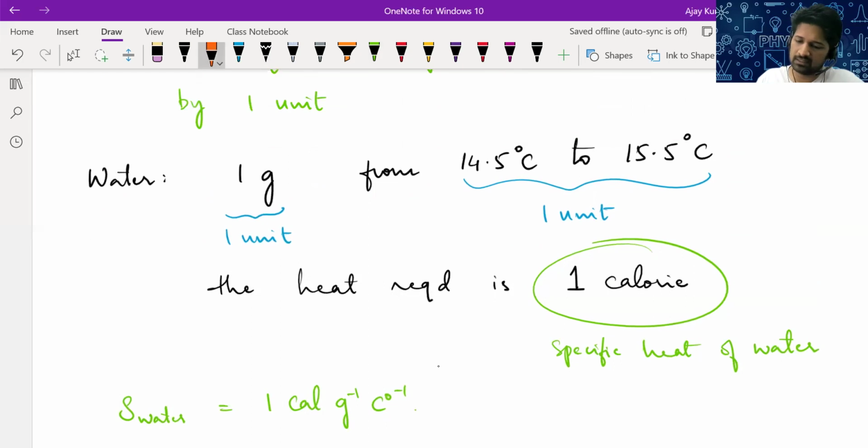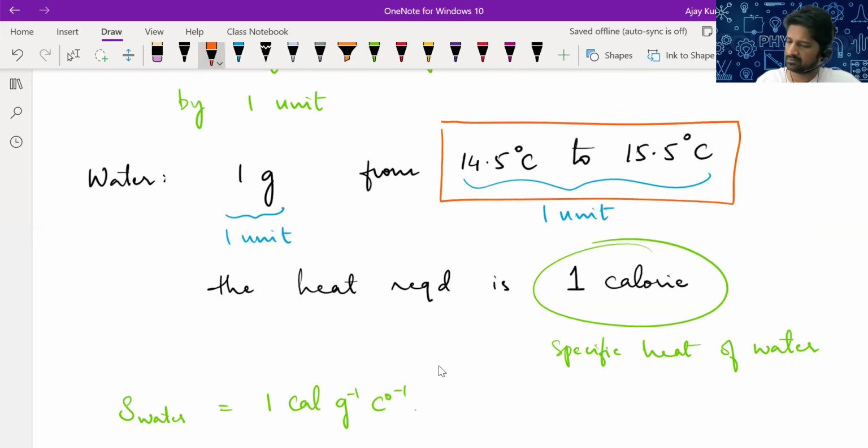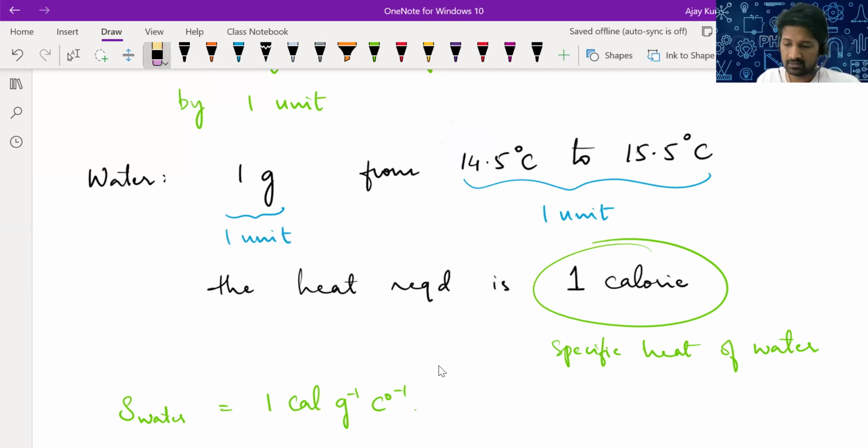Now, why particularly 14.5 to 15.5? Now see, 14.5 to 15.5 is 1 unit change in temperature. Some 44.5 to 45.5 will also be 1 unit change in temperature. But this 1 unit requires a different amount of heat compared to that 1 unit. So what I'm trying to tell you is, change of 1 unit in temperature may require different amounts of heat. So every 1 unit change in temperature won't need the same amount of heat. But in your syllabus, usually you will assume it is the same.